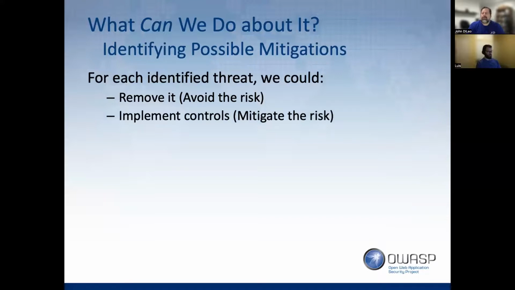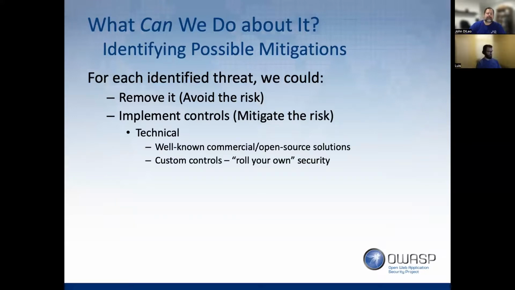You can implement controls to mitigate the risk, and this is where we usually end up. You can do some technical things. You've got access to a lot of well-known commercial and open source solutions. So if you're thinking about how to implement access control, you've got a number of authorization frameworks at your disposal. You can take one of those and use it. If you're trying to deal with authentication, you can subscribe to an authentication and identity provider so that you're not implementing your own password database.